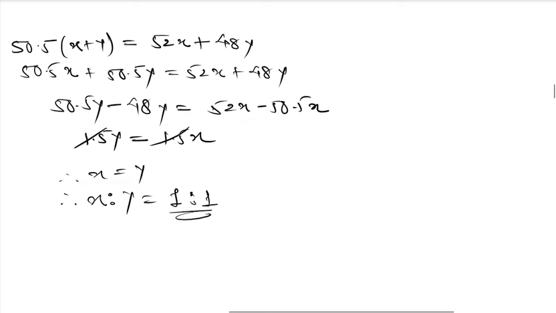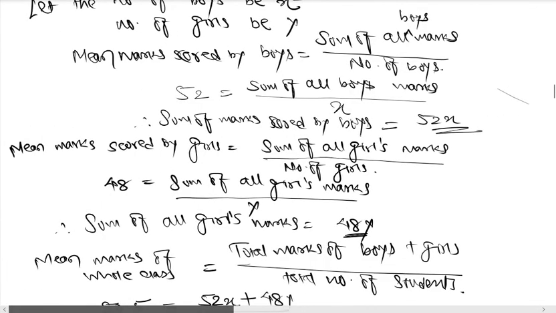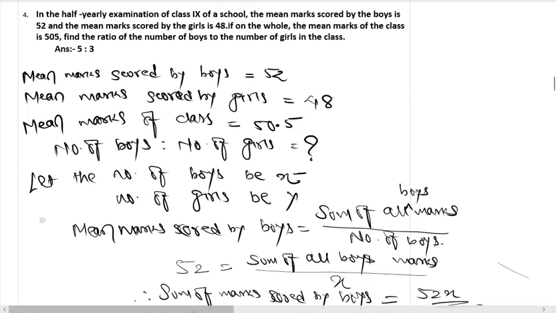What if it is 55? Can it be 55? I don't know. So see, the method is in front of you. This question is solved, but the answer did not match because there is a mistake in the mean marks of the class. Hey, wait, I might have the PDF file of the same.